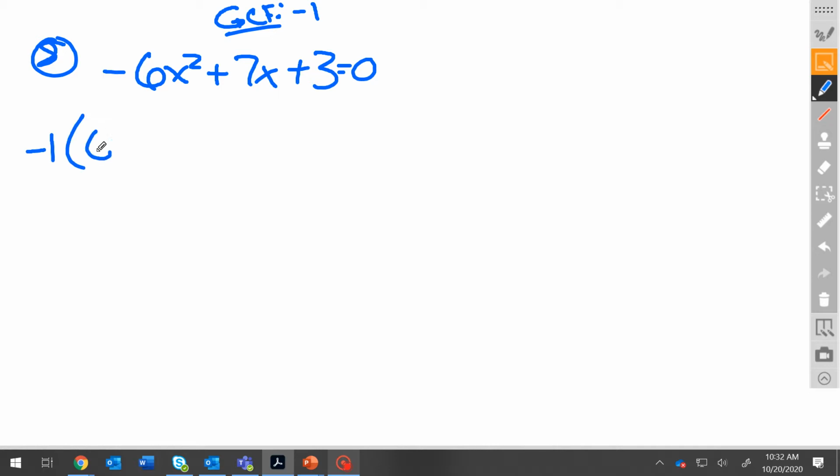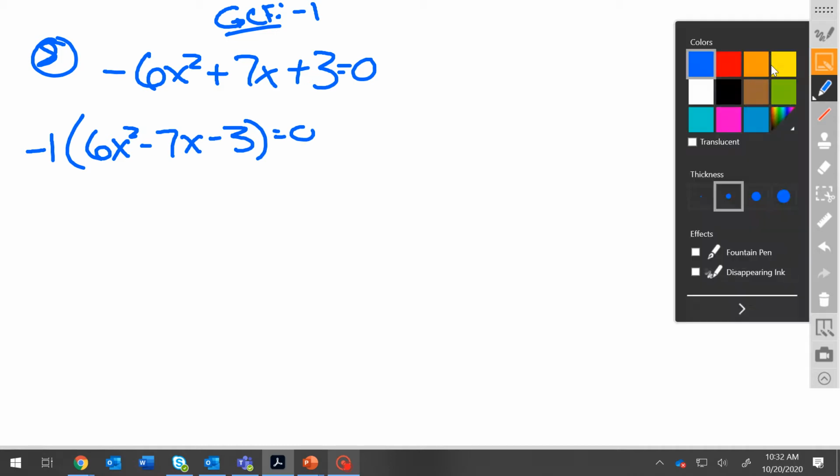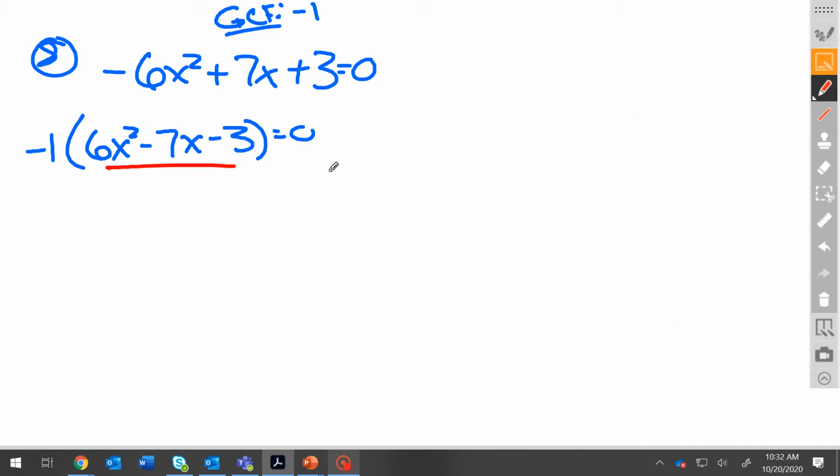8. Negative 6x squared plus 7x plus 3 is equal to 0. It's already in the correct form, but the first term is negative, so I do have a negative 1 for the GCF that I'm going to have to factor out. So I got negative 1, 6x squared minus 7x minus 3 equals 0. So this is what I want to factor.